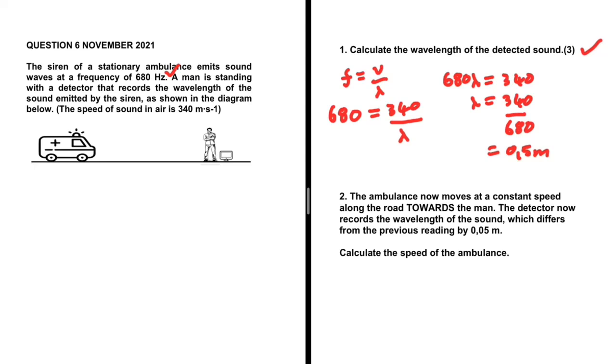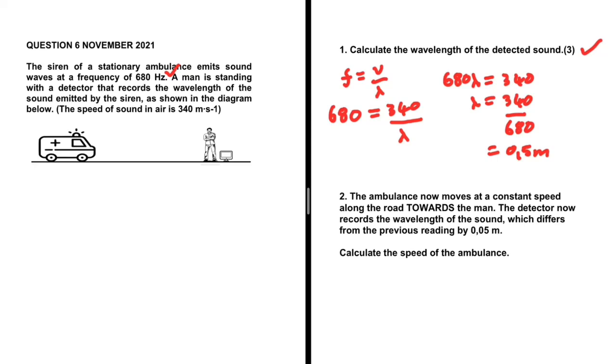The frequency which is emitted by the stationary ambulance is the same frequency which is detected by the detector, because the ambulance is stationary and the detector is also stationary. There is no relative motion. So the frequency emitted is the same as the frequency observed by the listener, or detected by the detector in this case. That is the key to the first question.